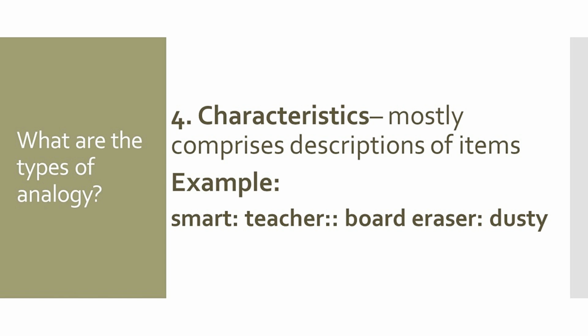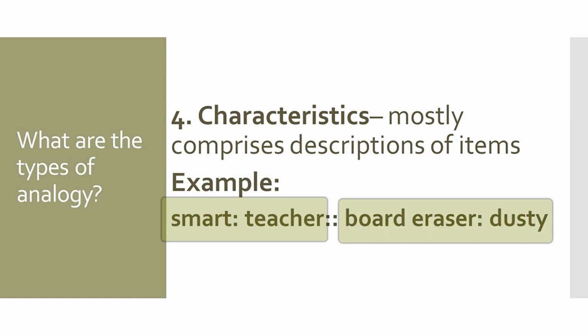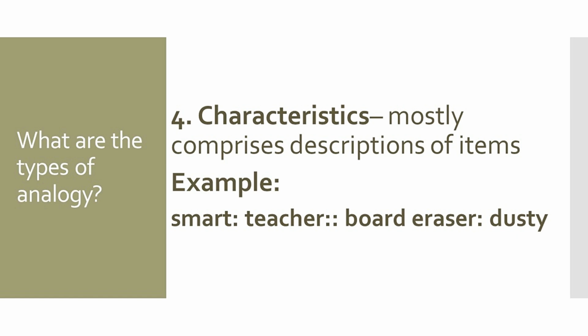The next one is characteristics, which is mostly composed of descriptions of items. For example, smart is to teacher, as board eraser is to dusty. So notice that smart is a characteristic of a teacher or a person, while dusty is for a board eraser.